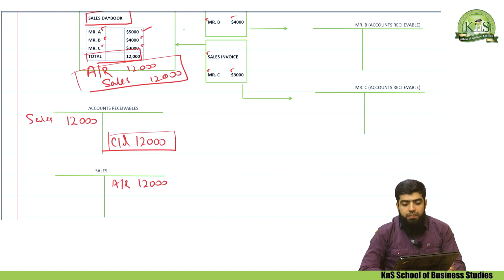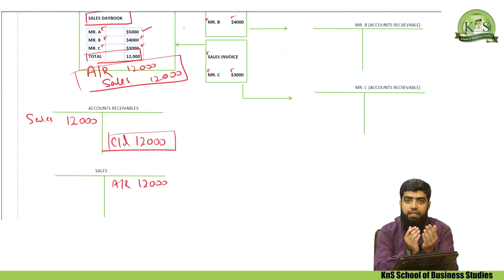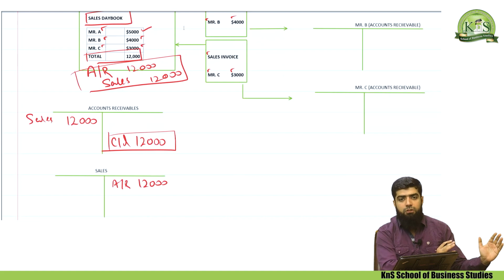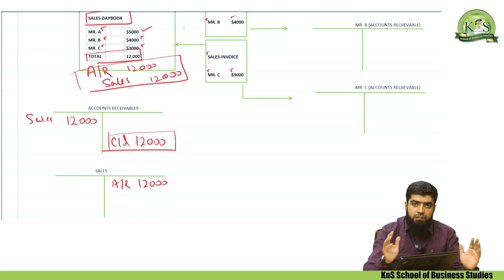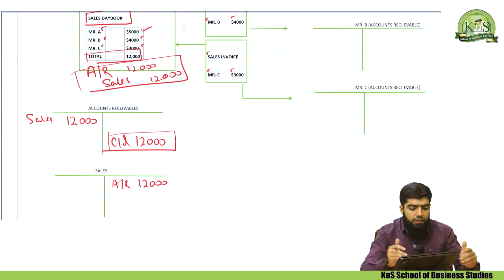What does it mean? It means we have to receive that amount from the customers. From all the customers, we'll be receiving $12,000. That is the amount to be received from the customers because of the goods sold on credit. That is the total amount we'll be receiving from the customers.